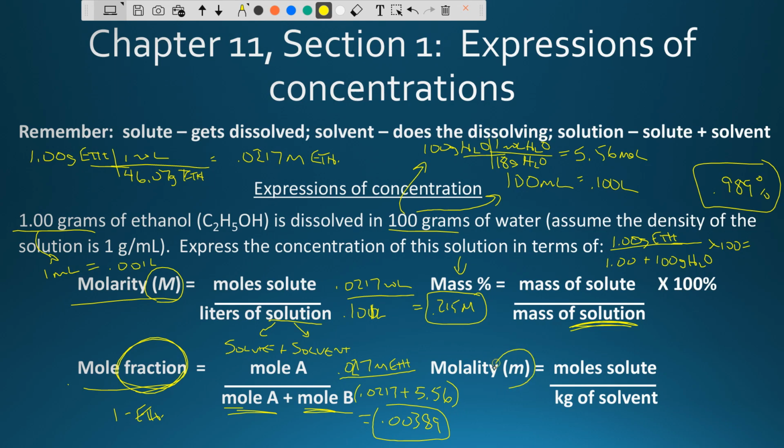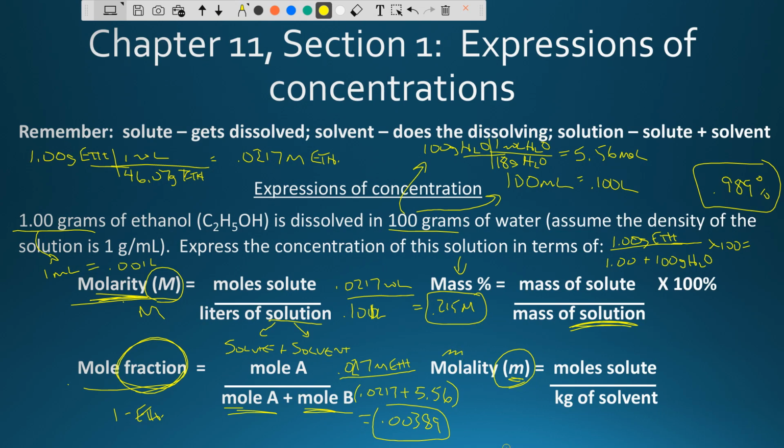Last one, this is molality. Don't confuse that with molarity. Molarity is the capital M. Molality is a lowercase italicized m. I tend to write it like this. And so you can see the difference between my M in molarity versus my m in molality.